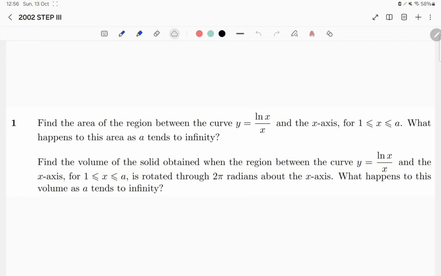Find the area of the region between the curve y equals ln x by x and the x-axis for 1 less than or equal to x less than or equal to a. What happens to this area as a tends to infinity?